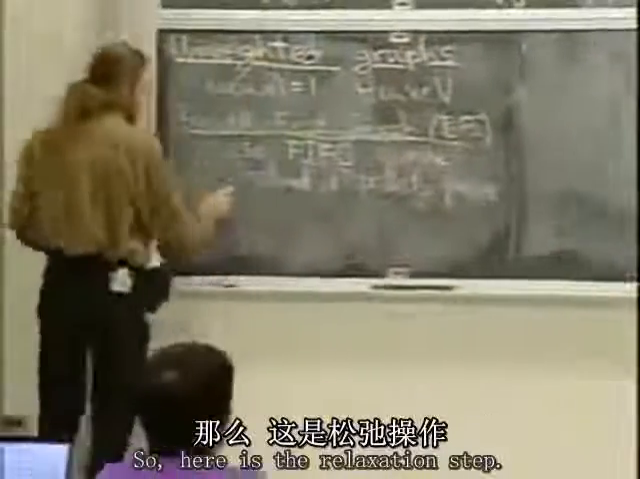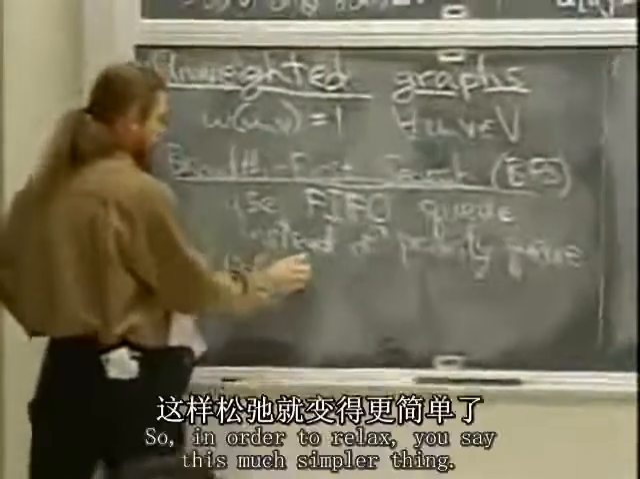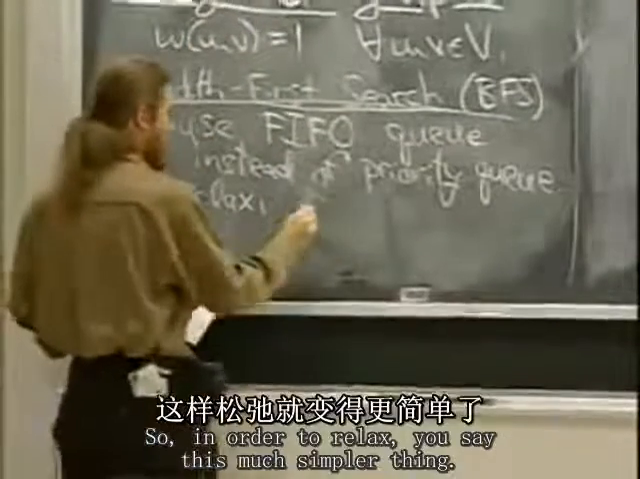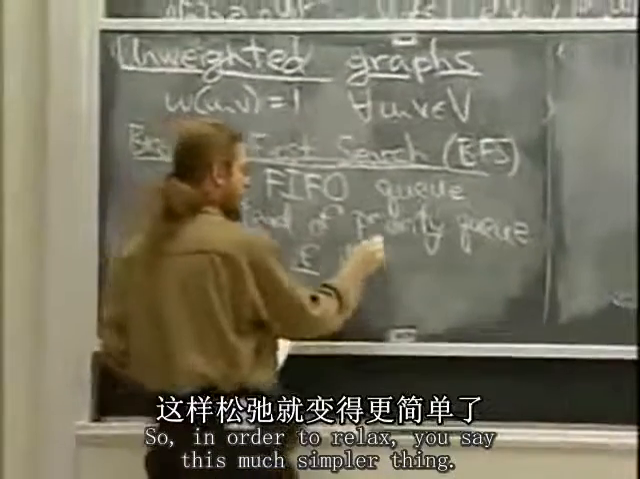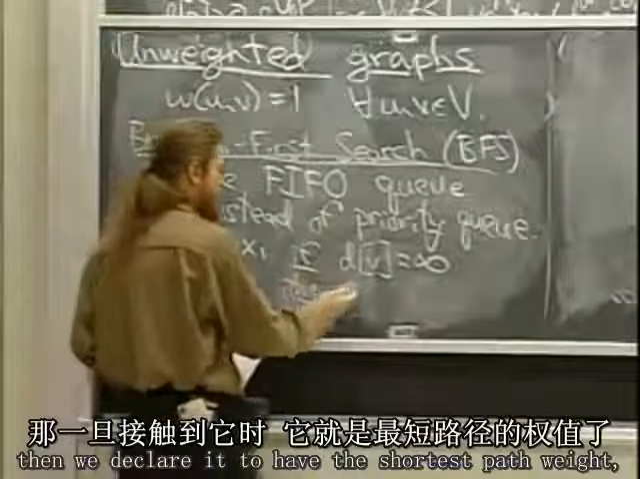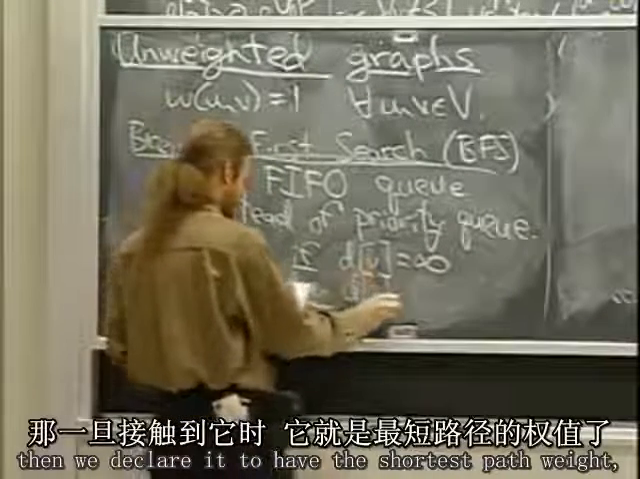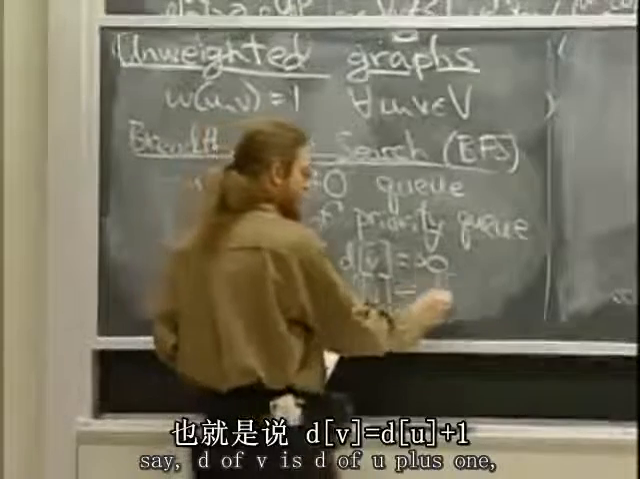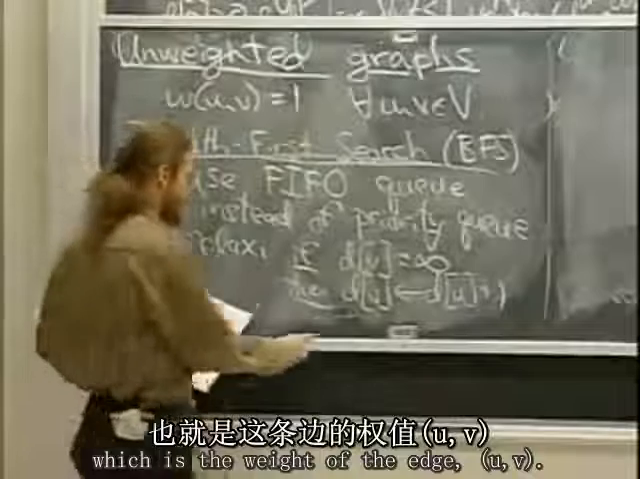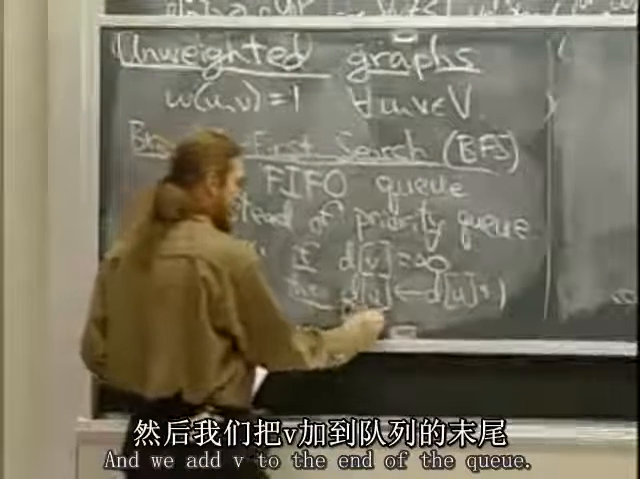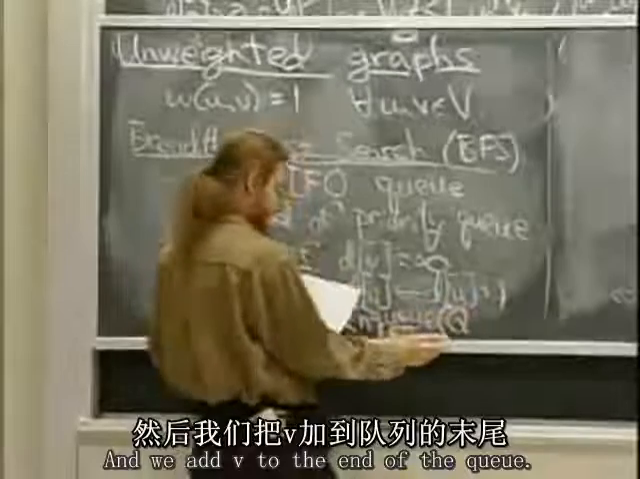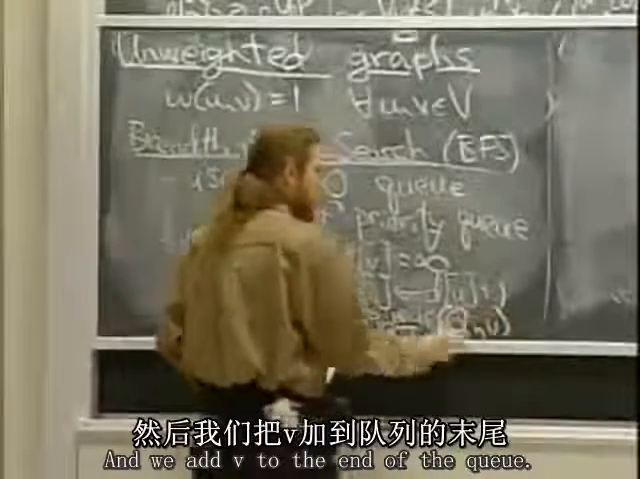So here's the relaxation step. In order to relax, you say this much simpler thing. If we haven't visited v yet, then we declare it to have the shortest path weight. Say d of v is d of u plus 1, which is the weight of the edge uv, and we add v to the queue. Add it to the end of the queue.